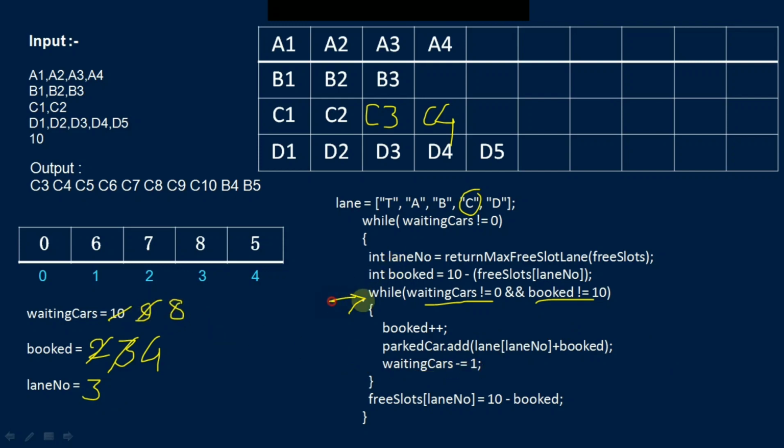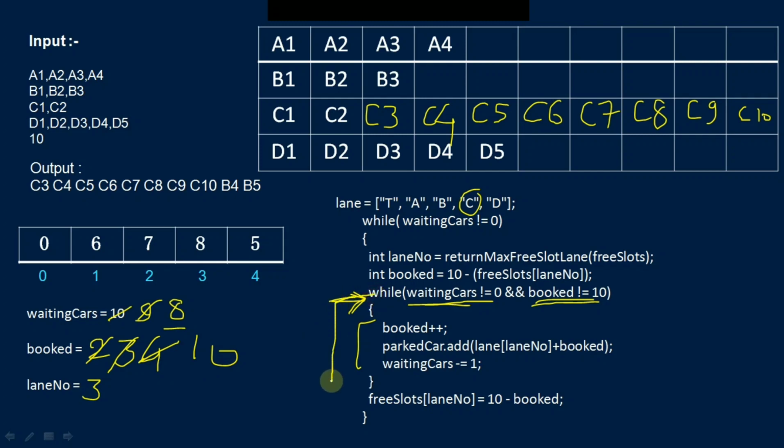Same like that, this while condition will again check if waiting cars not equal to 0. Now waiting cars is 8, it is not equal to 0, and booked is also not equal to 10. So this loop will again iterate and we will park the car at the 5th slot in lane C. Same like that we will park cars at the 6th, 7th, 8th, 9th and 10th slots. When the booked value becomes 10, we will exit from this inner loop. We have successfully parked 8 cars, so the remaining waiting cars are 2.